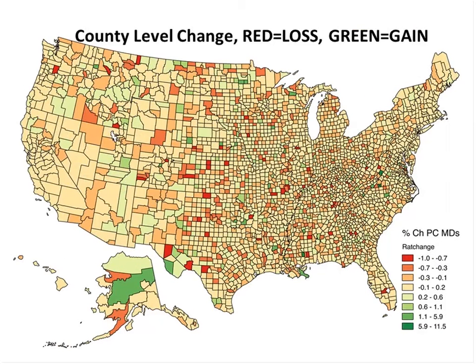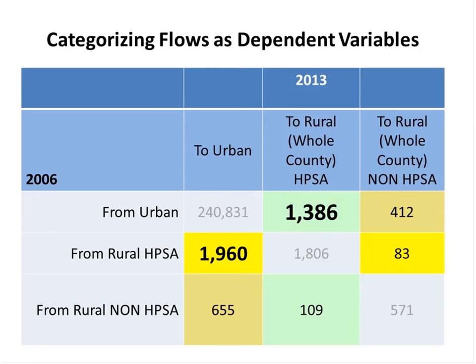Again, here's another look at the county-level change, primary care physicians, just a different map. So what we did in the analysis was we focused on those people who moved from rural health professional shortage areas to urban places, that is net loss, and those people who moved to rural, in this case whole county HPSAs, from urban counties. So the idea was to find out who these people are who were going into the places that are desirable, rural whole county HPSAs, and those people who are leaving them.